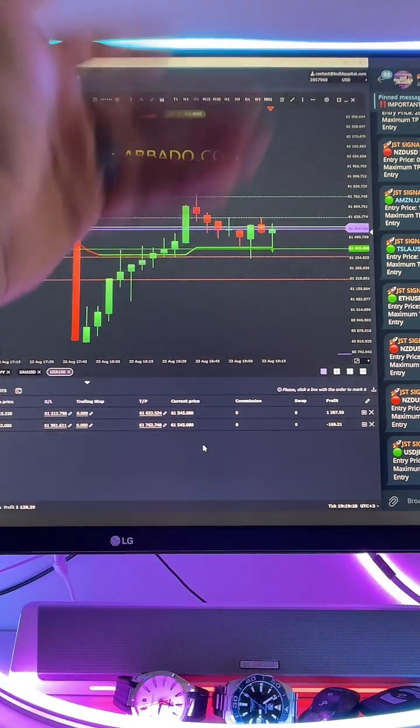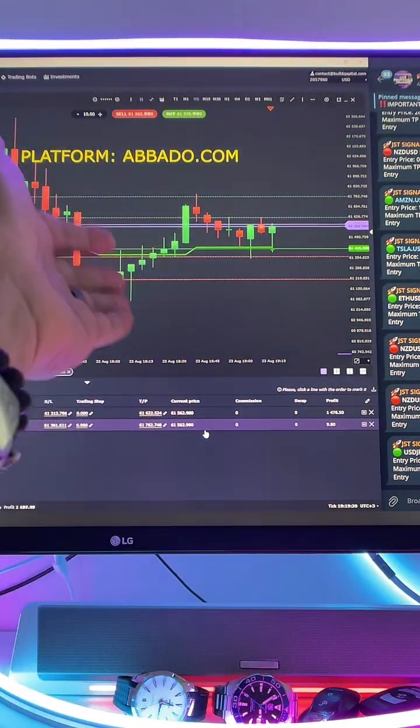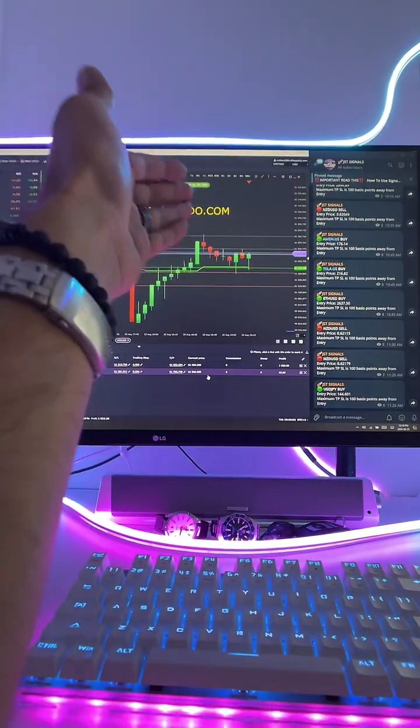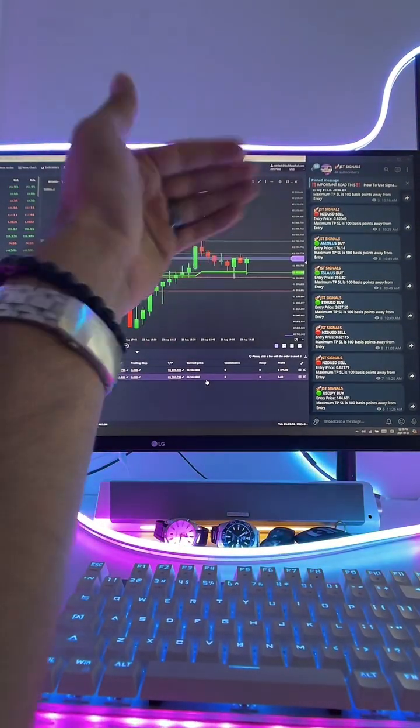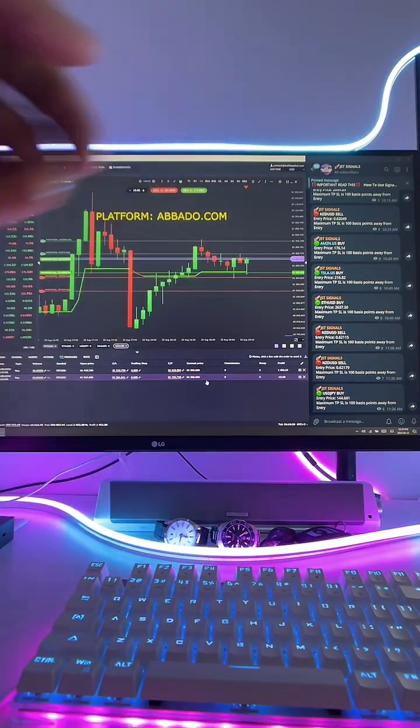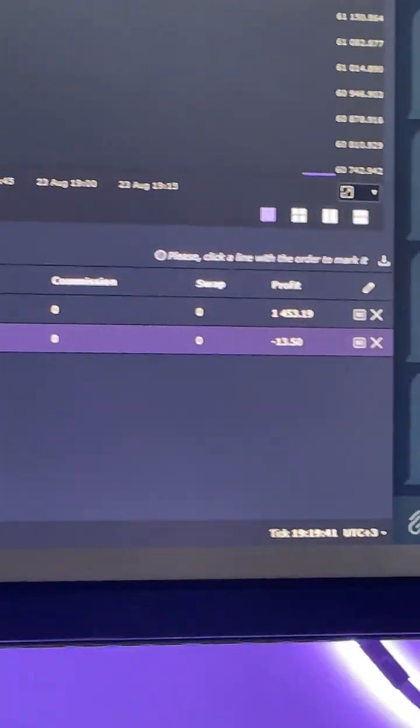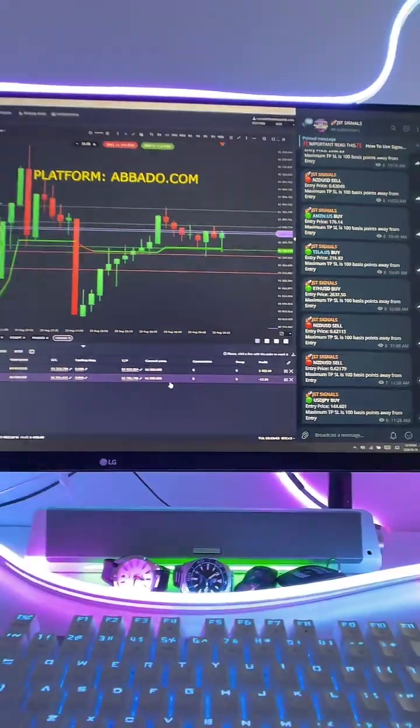Now, what I do here is I show you guys how I navigate the markets every single day, how, as a real trader, I'm able to benefit and take advantage of all of these little and small market movements. Guys, we're at $1,400 in profit on this trade we just took.